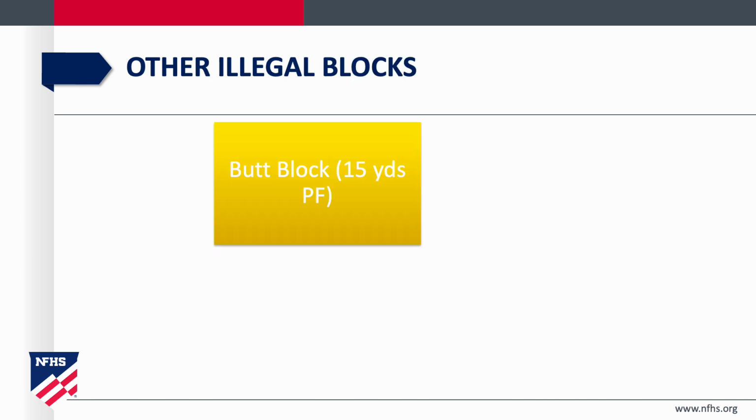There are a few other illegal blocks that we have covered in other videos, but we'll review here as well. The first is a butt block. This is where a player initiates a block against an opponent with the front of the helmet. This is a personal foul and carries a 15-yard penalty.